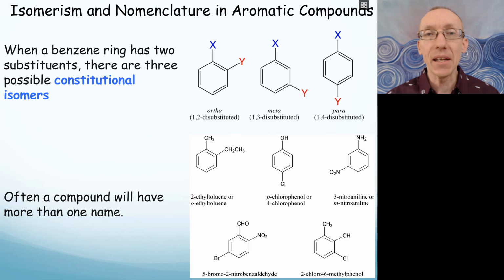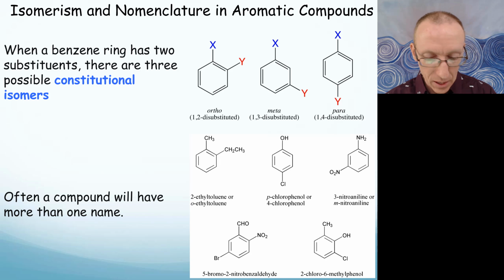Now, we can have benzene-related molecules that have more than one substituent, and when we get to that situation, the two substituents can be in different arrangements relative to each other. So if the two substituents are on adjacent carbon atoms, we call that an ortho-substituted compound. If they're on the 1 and the 3 positions, we call that a meta-substituted compound. And if they're on the 1 and the 4 positions, we call that a para-substituted compound.